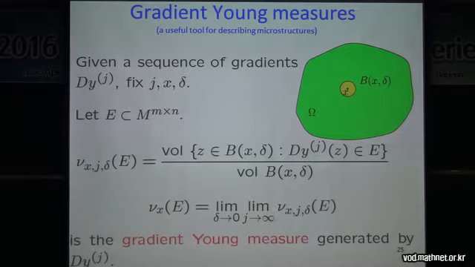And so if you're lucky, then you'll get something which is now a probability distribution on matrices that depends only on x. In fact, given any bound on this sequence, it's always possible to extract a subsequence of this sequence of gradients such that this double limit exists. And it gives you a family of probability measures on matrices parameterized by the point x. And that's called the gradient Young measure generated by the sequence Dy_j, assuming you've already extracted this subsequence.